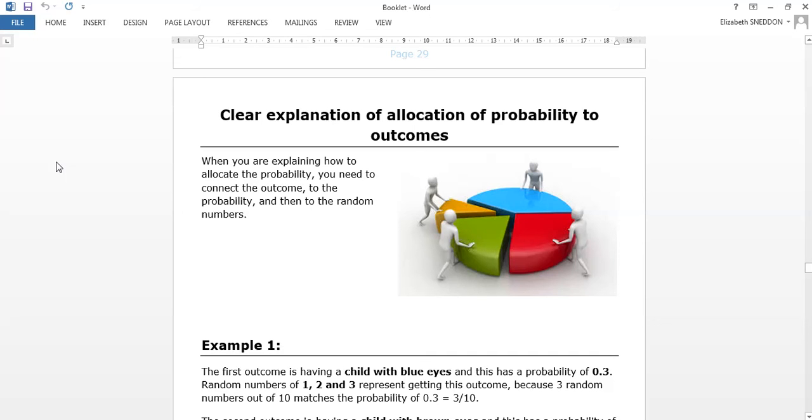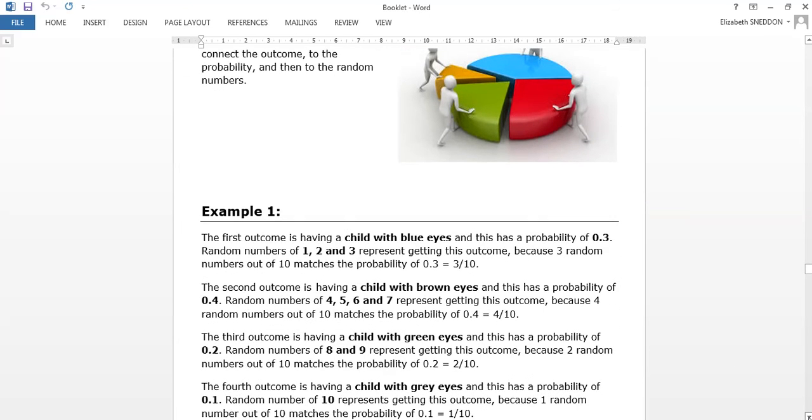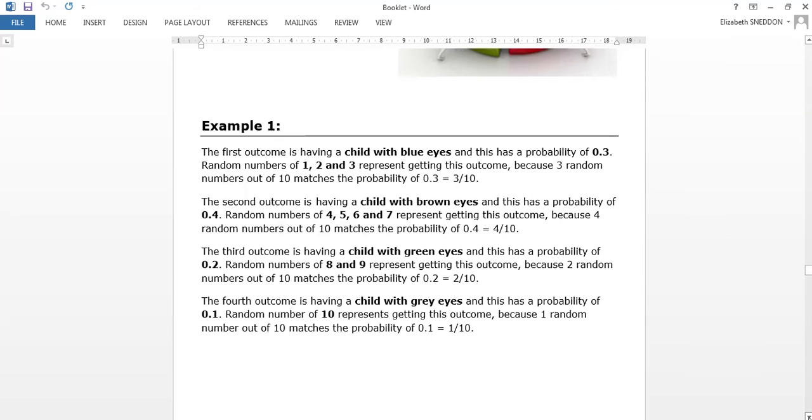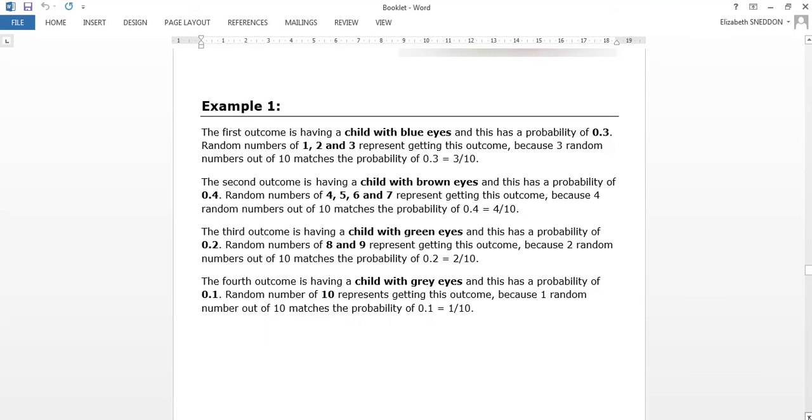The second thing that we need to do for our merit is to be able to clearly explain how we've allocated those probabilities and allocated the random numbers to the different outcomes that we're going to get. So we've already done it previously for achieved on looking at the random table. So you've got a table that explains which random numbers are allocated to what. For merit, we want to be able to write that explanation up in words and have a justification with it.